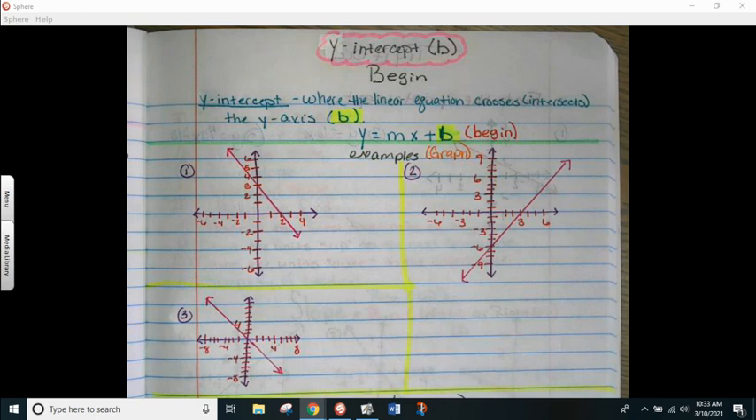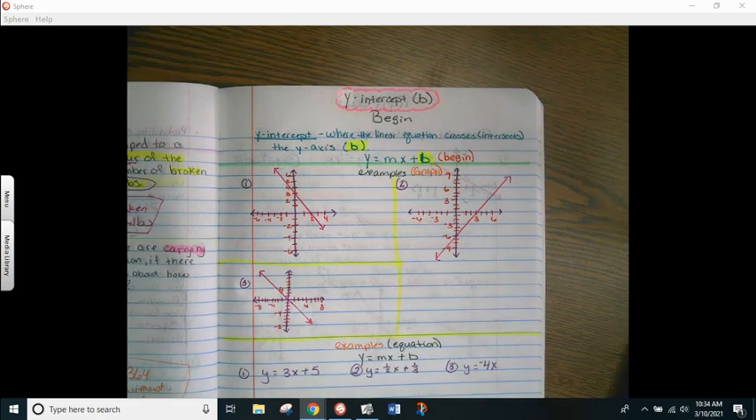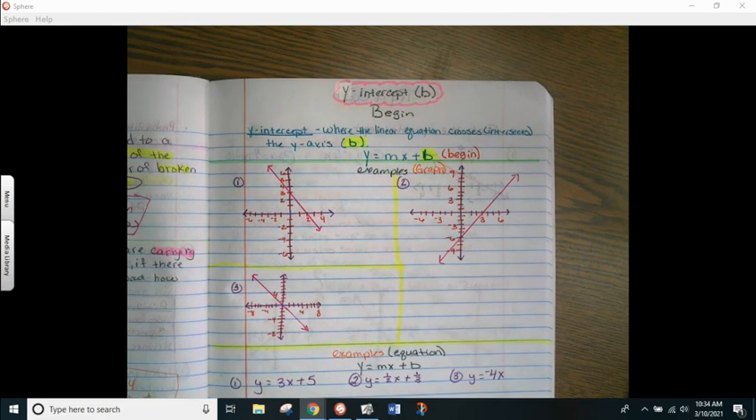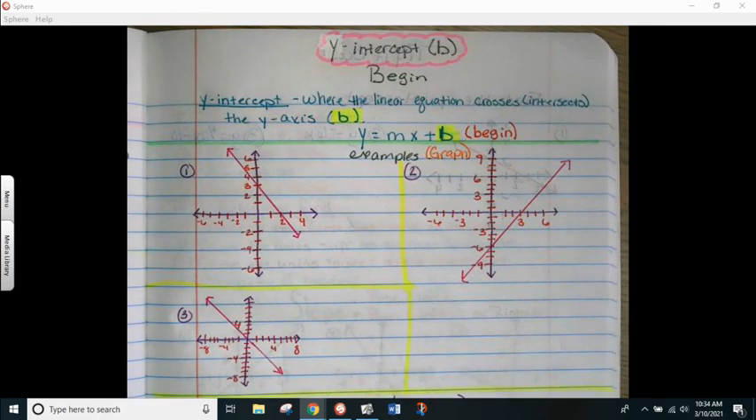Now, I'm going to show you how to find it on the graph and then how to do it in the equation itself. So if you look at this graph here, let me see if I can zoom it in a little bit. It's as close as it's going to let me go.